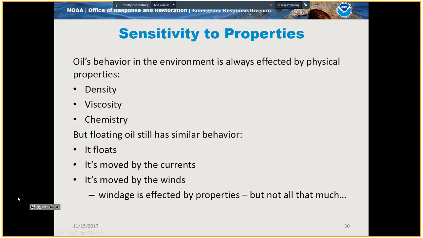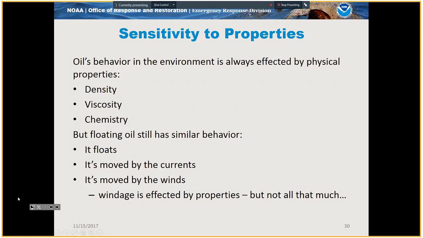So another issue about non-floating oils is the sensitivity to these properties. Oil's behavior and transport in the environment is always affected by properties like density and viscosity, to some extent. But for floating oil, you can vary those properties a fair bit, and the transport behavior is pretty simple. It floats. It's on the surface. It's going to get moved by the currents. It's going to get moved by the winds.